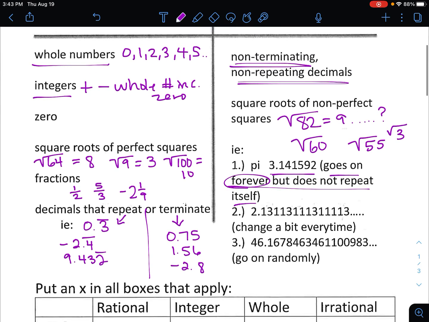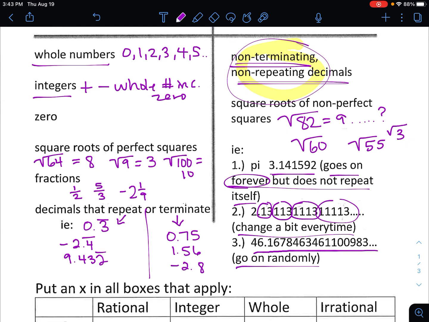Now, this one is also an irrational number. It's non-terminating, non-repeating again, but it changes a little bit every time. See this? 2.13, 113, 1113, and it's going to keep going. It's not an exact repeater. It changes a bit every time. This is 46.16784633, and so on. It goes on randomly, and that means it is also non-terminating and non-repeating.